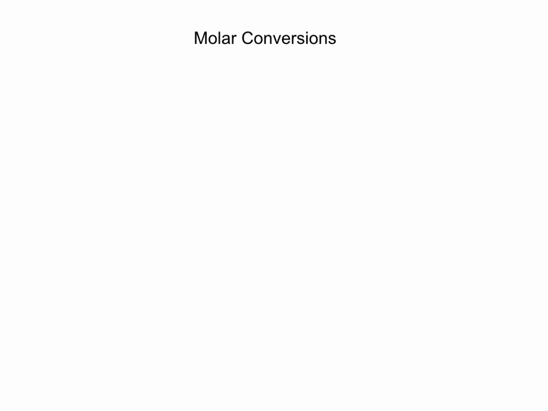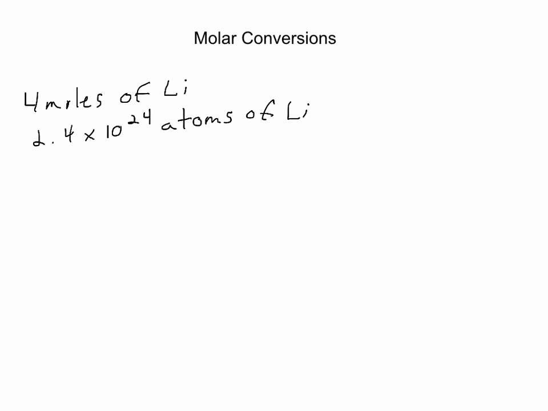So what if you're in your chemistry class or you're in a lab somewhere and someone asks you to get 4 moles of lithium from the storage room? Well, how would you know what 4 moles of lithium were? Well, you could say that you need to get 2.4 times 10 to the 24th atoms of lithium, and that's just 4 times Avogadro's number. But how are you going to count those atoms?